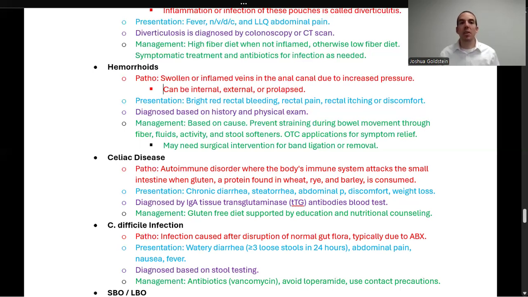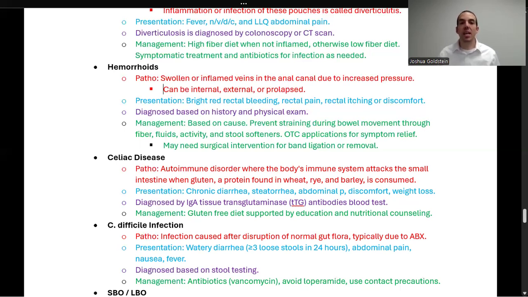So celiac disease, the pathophysiology is an autoimmune disorder where the patient's immune system attacks the small intestine whenever gluten is consumed. So it's a disease of the small intestine. The presentation is chronic diarrhea, steatorrhea, which is fat in the stool, abdominal pain, discomfort, and weight loss. This is diagnosed with a specific test, the IgA TTG antibodies blood test, and the management over here, this is on you. This is on nutrition. This is on counseling. This is on patient education to get them to a gluten-free diet.